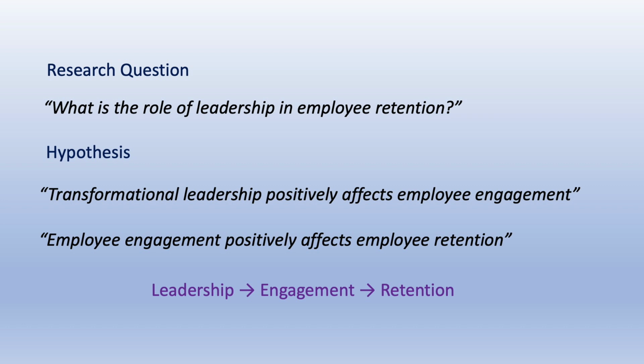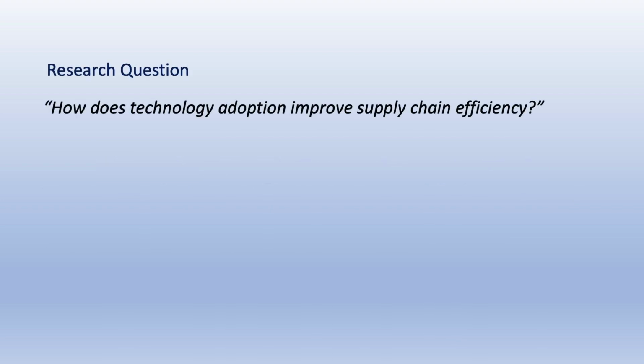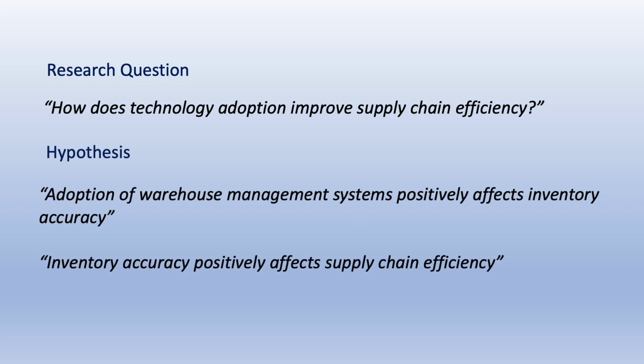Now consider logistics research. A strong translation of the research question, how does technology adoption improve supply chain efficiency, would be, adoption of warehouse management systems positively affects inventory accuracy. Inventory accuracy positively affects supply chain efficiency. This structure supports indirect effect testing.